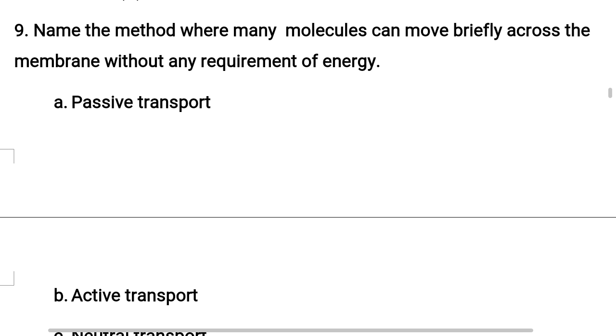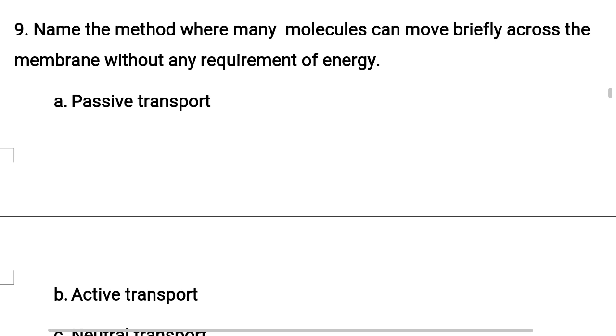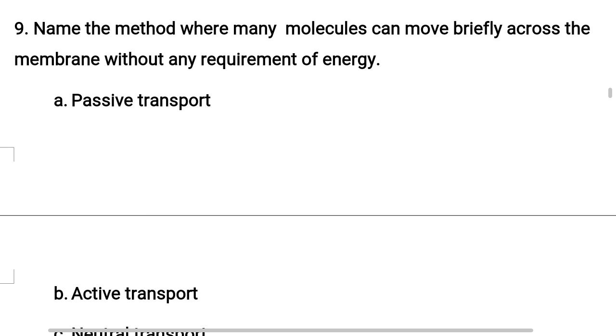So here I would like to give you one example. Incense sticks, when we light them and keep them in a room, the fumes spread from that place into the whole house. So from high concentration to low concentration, they move freely without any energy requirement. So this is very important. The movement is called diffusion. As we learn, this type of transport is called passive transportation.